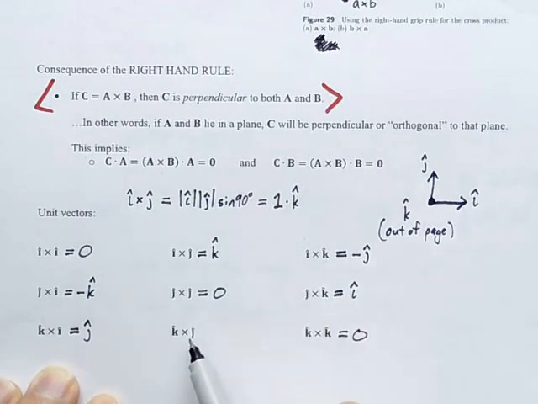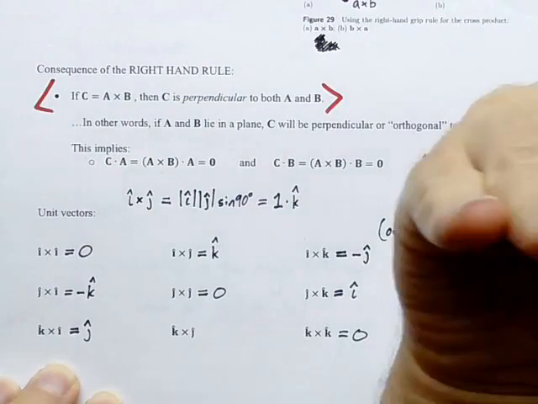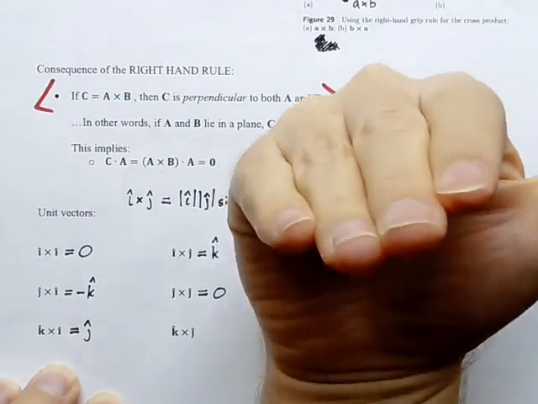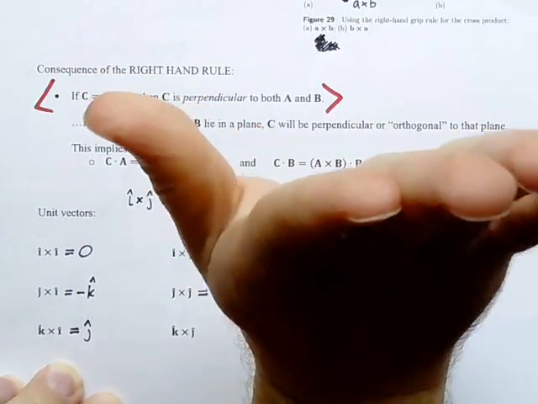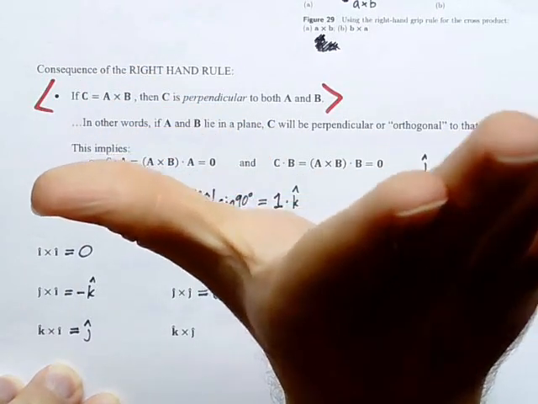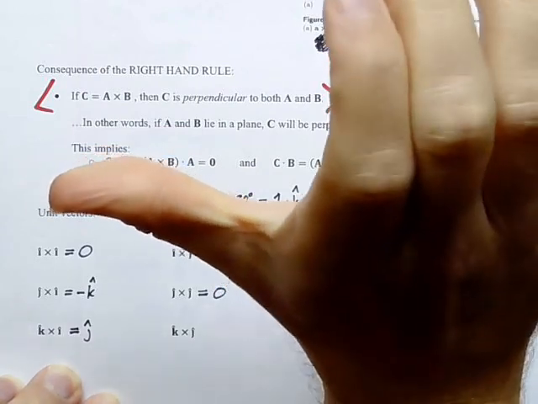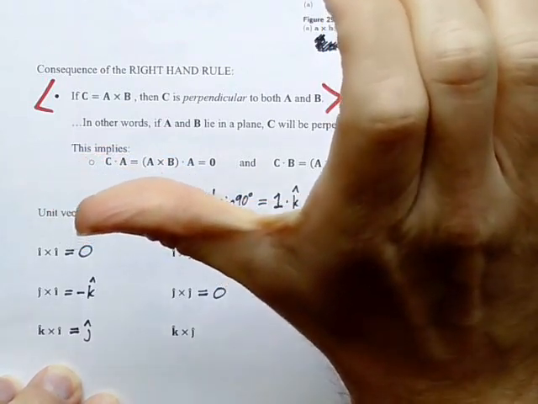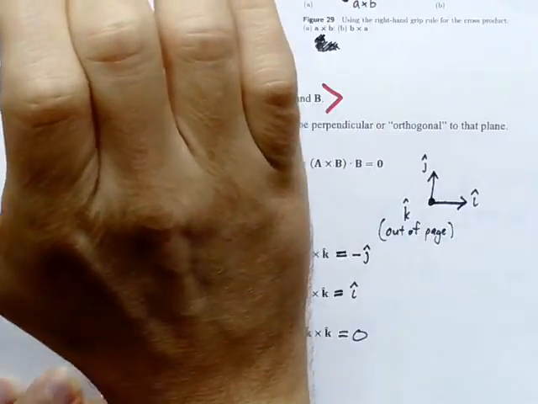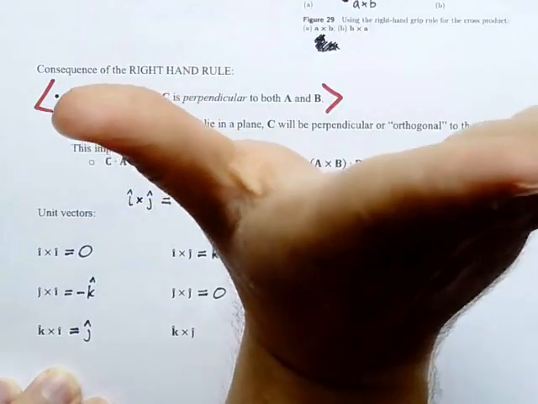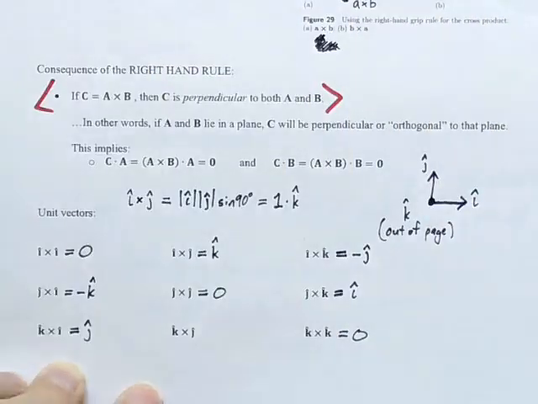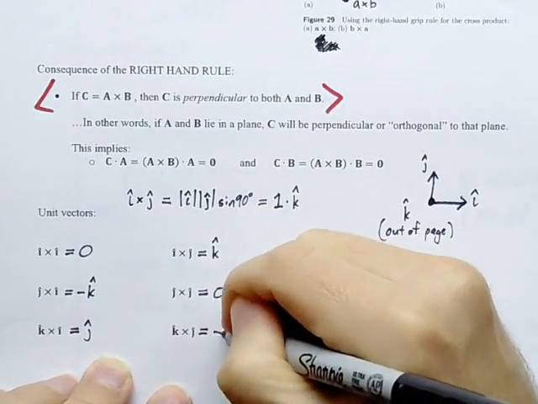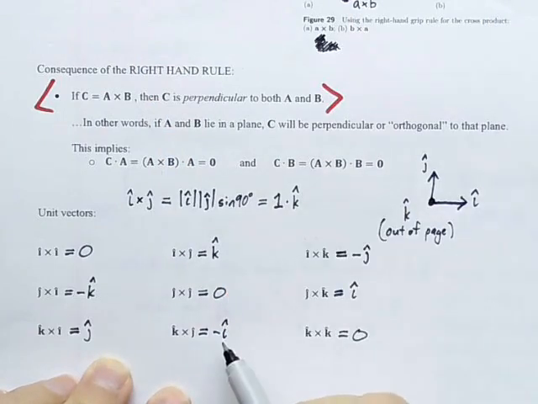Last one, k hat cross j hat. Okay, k hat straight out, but I need my palm in the direction of j hat. All right, so fingertips with k hat, palm towards j hat, curl k hat towards j hat, and my thumb points to the left in the negative i hat direction. So k hat crossed with j hat equals negative i hat, which is the opposite of j hat cross k hat right there.